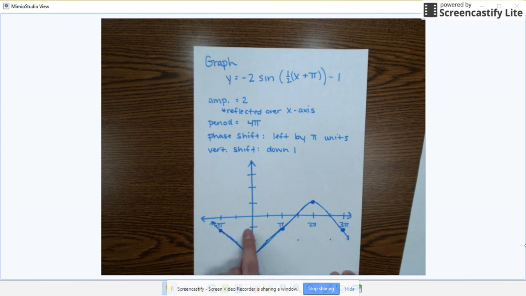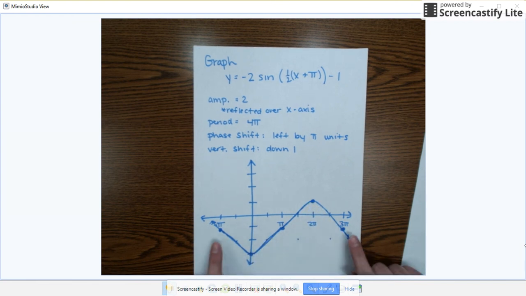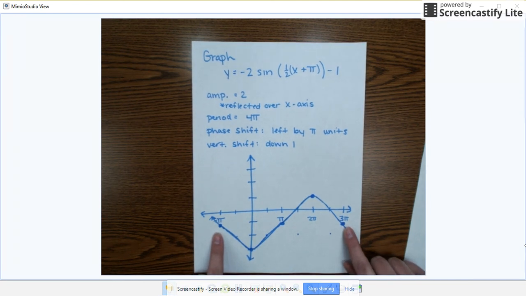Okay, so our center of our function is right here at y equals negative 1. So that's kind of your middle. So you start at the middle, down to your minimum, back to your middle, up to your maximum, and down to your center again. Negative pi to 3 pi is one entire cycle. That is a period of 4 pi.